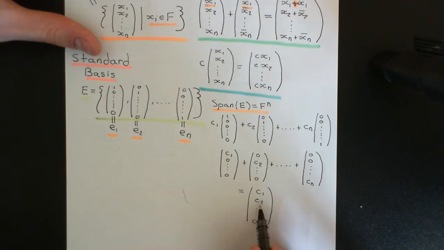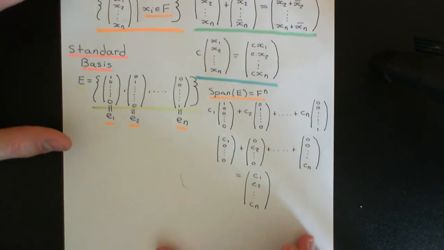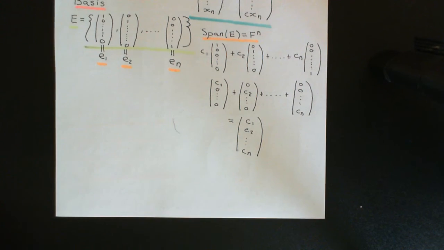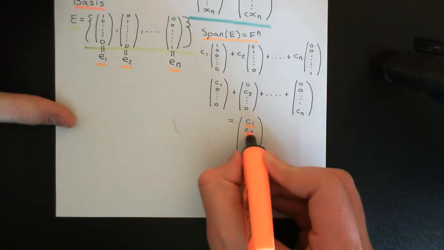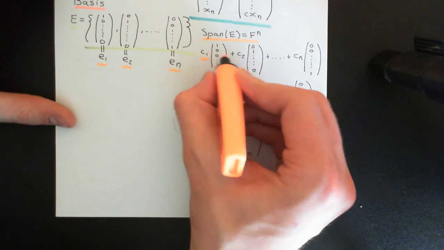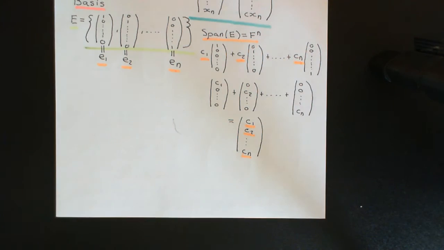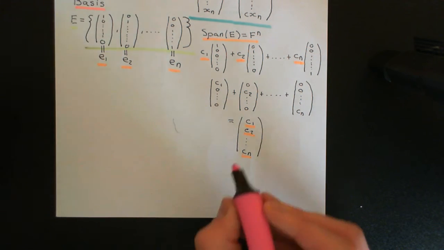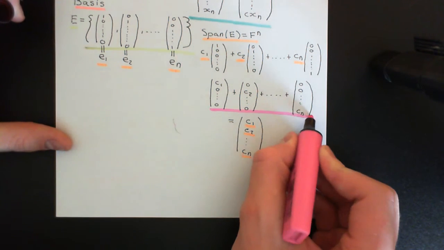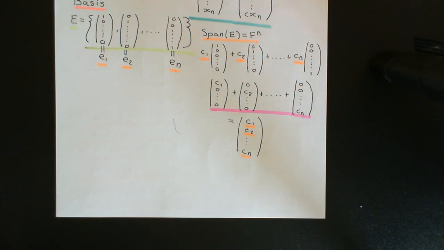Okay, and of course C1, C2, Cn could be any elements of the field you like. Remember, they were the scalar coefficients in the linear combination here. They can vary over the entire field, so indeed you can make this equal whatever vector in Fn you like. So this set of all linear combinations then of the standard basis vectors does span the entire vector space.